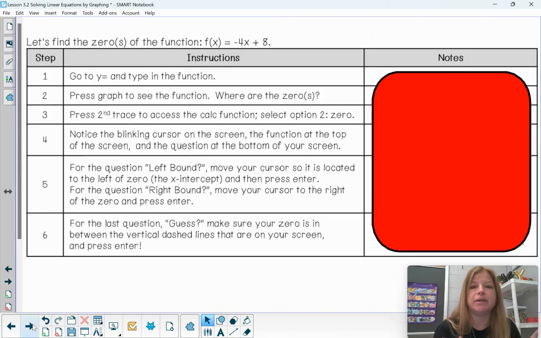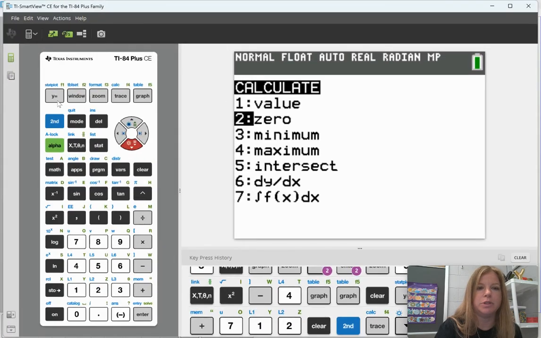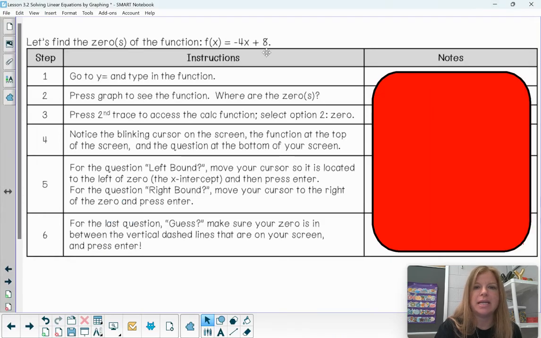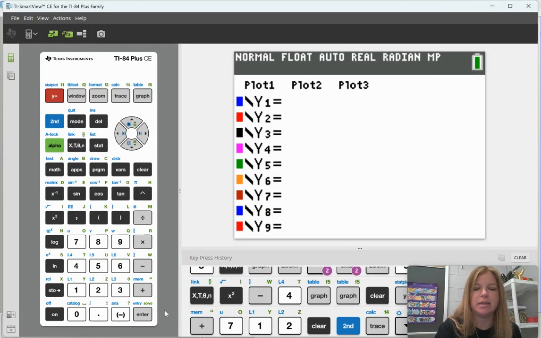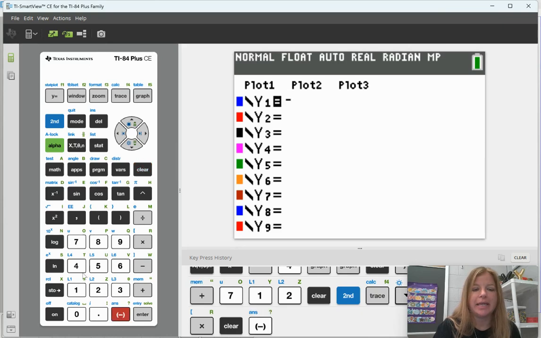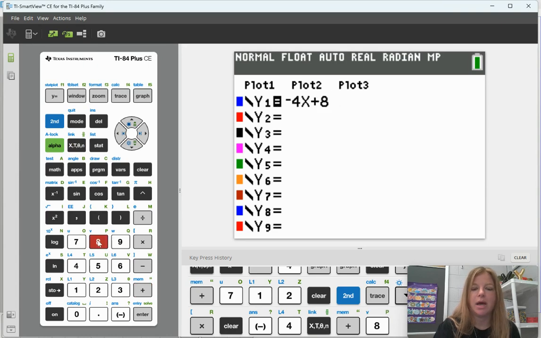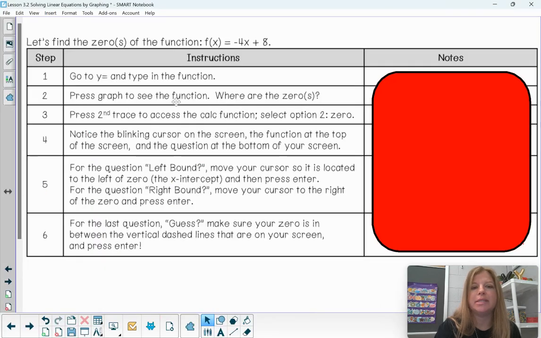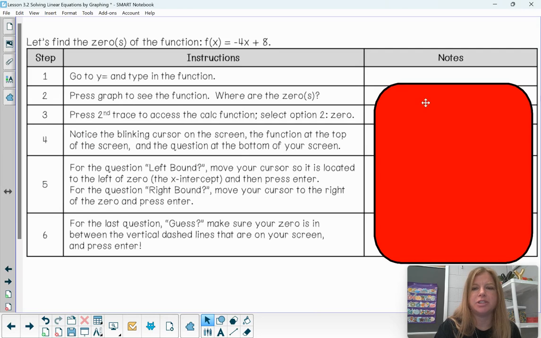We're going to find the zeros of this function, f of x equals negative 4x plus 8. So follow along with me. Ready? You're going to go to y equals, and you're going to type in the function. So I'm going to go over to y equals, and I'm going to type in my function, negative 4x plus 8. Okay, awesome. Next step says that I'm going to press graph to see the function.